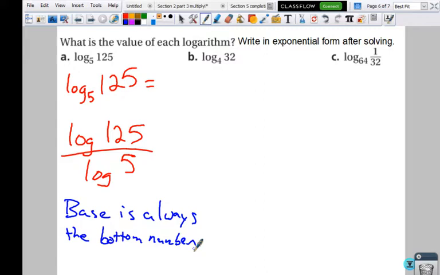Log base 5, you did it wrong. 125. Other way around. The base always goes on the bottom. So base 5, that always goes on the bottom. So do log 125 divided by log of 5.